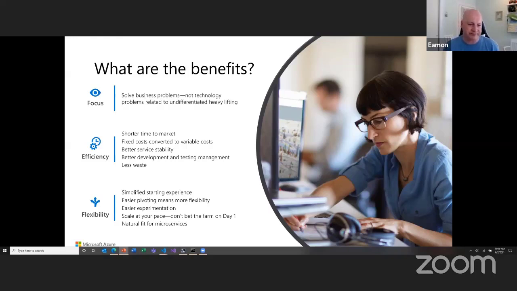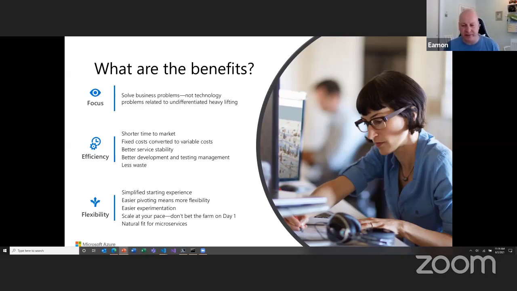The other key benefit is efficiency. Because you're only focused on the business logic, you can get your applications out a lot faster. So you reduce the overall timeline when you're trying to build applications, because now you can take advantage of these PaaS services and let the infrastructure be managed by Azure.